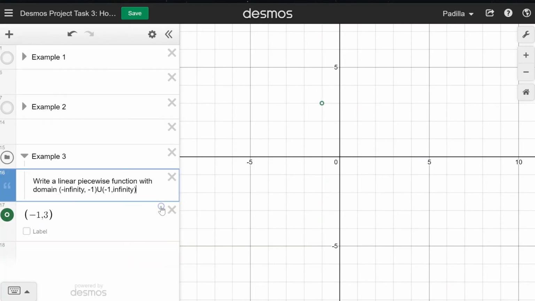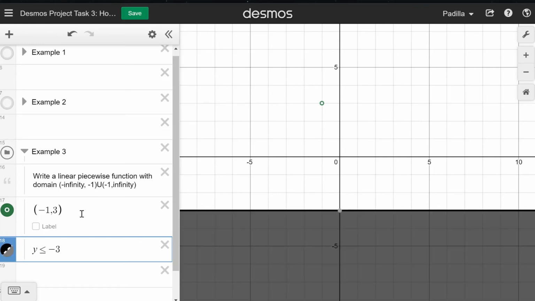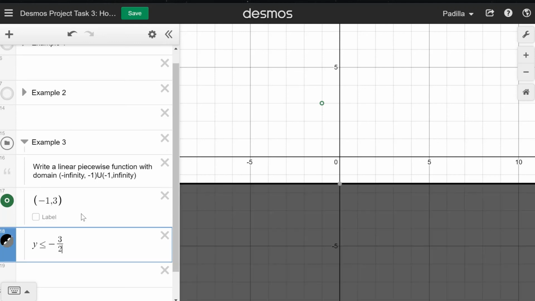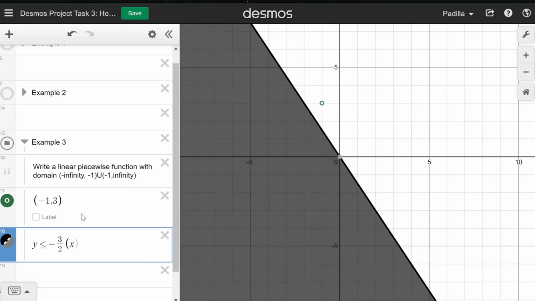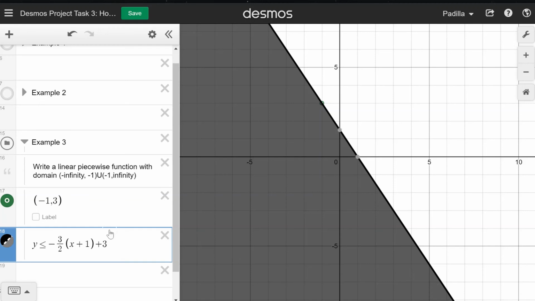Now, I'll go ahead and get rid of this line since we don't need it anymore. And just like we did in example 1, all we need to do is create these two lines that meet up at this point. So I'll do that really quickly here. Let's say y is less than or equal to -3 halves x. Again, I wanted to go through this point, so plus 1, then on the outside plus 3.